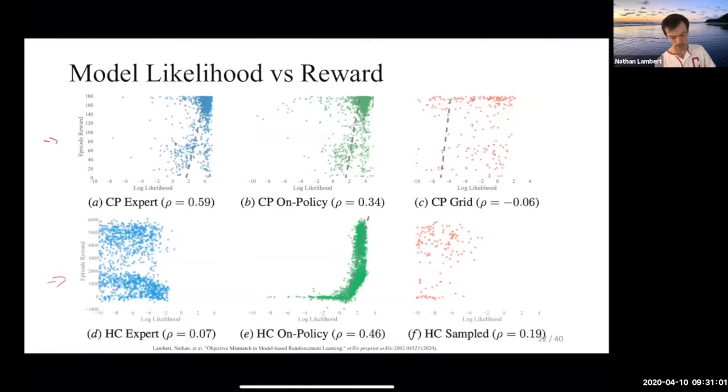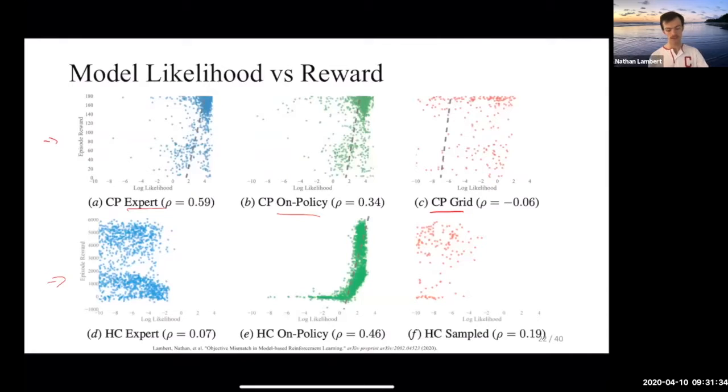We took an expert for each task, and the expert is a trial that is solved. So we would use soft actor critic to solve an environment. And we take that policy and we collect an expert data set. An on-policy data set is an aggregated data set in the model-based RL framework of PETS, where you do a trial, you collect the data. You do a trial, you collect the data, and you learn. A grid data set is trying to be representative of the state space, where we sampled from the state action space, and then we evaluate on that data.